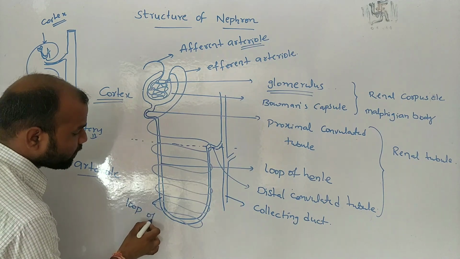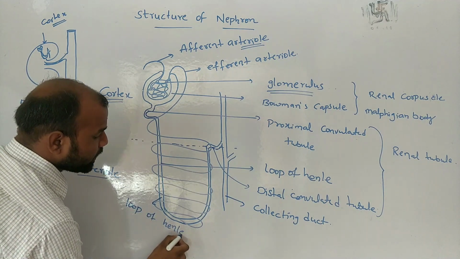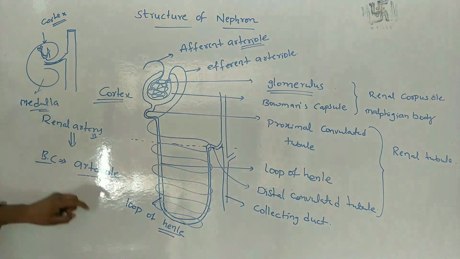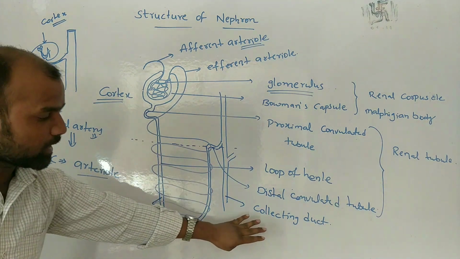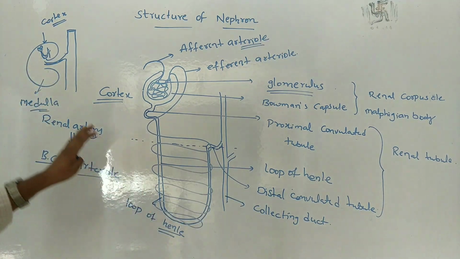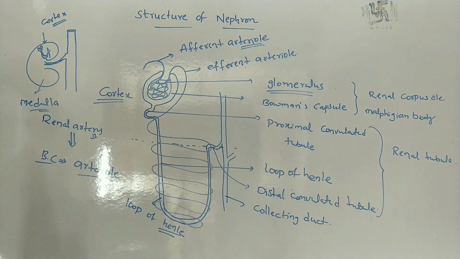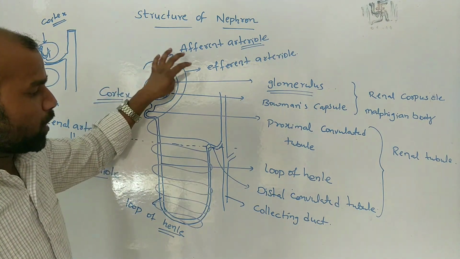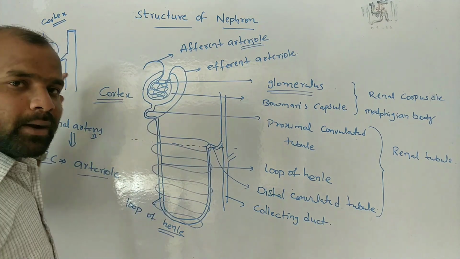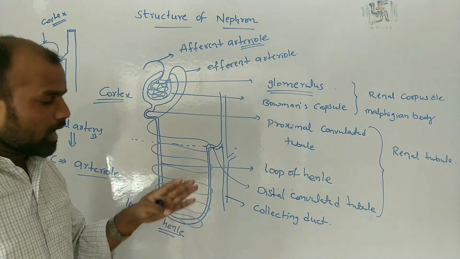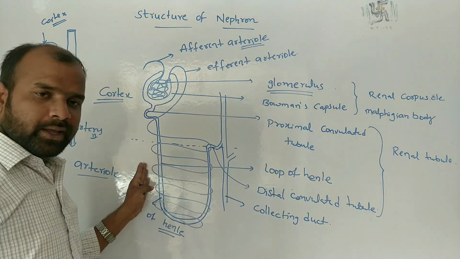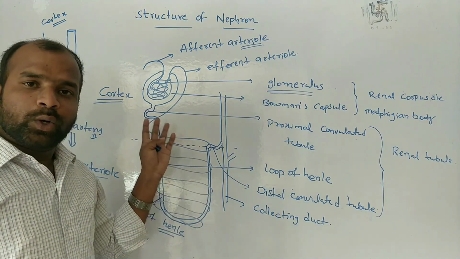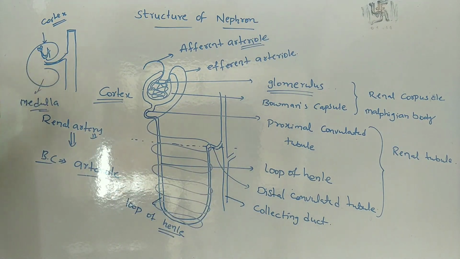The loop of Henle is present on the inner side, in the medulla, and the collecting duct is also present in the medullary region of the kidney. So the proximal convoluted tubule, Malpighian body and distal convoluted tubule are present in the cortex region, while the U-shaped, hairpin-like structure called the loop of Henle is present in the inner medullary region.